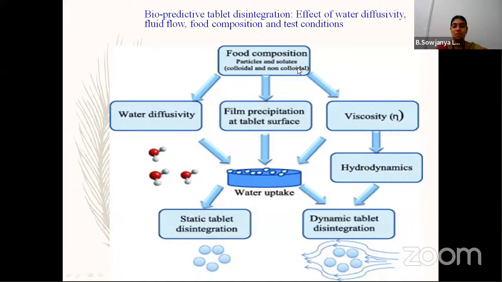So USP methods for uncoated tablets are simply conventional, like basket type of apparatus are used. So it's suitable for uncoated tablets. The basket type apparatus is simply suitable, or maybe in case of paddle type.